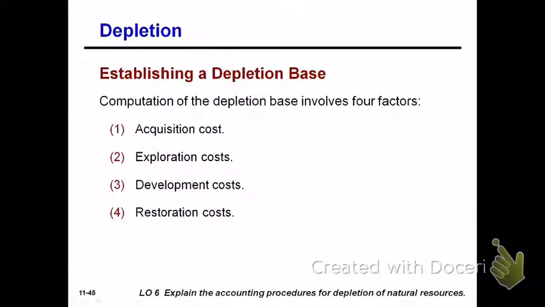So we have to establish the depletion base: the acquisition costs, any exploration costs, development costs, and the present value of restoration costs that have to be done in the future. So if it's a mining site, they're required to put it back to the state it was in prior to the mining. So they have to figure out what those costs will be when they're done with the mining and then calculate the present value of that today, and that becomes part of the cost of the natural resource.